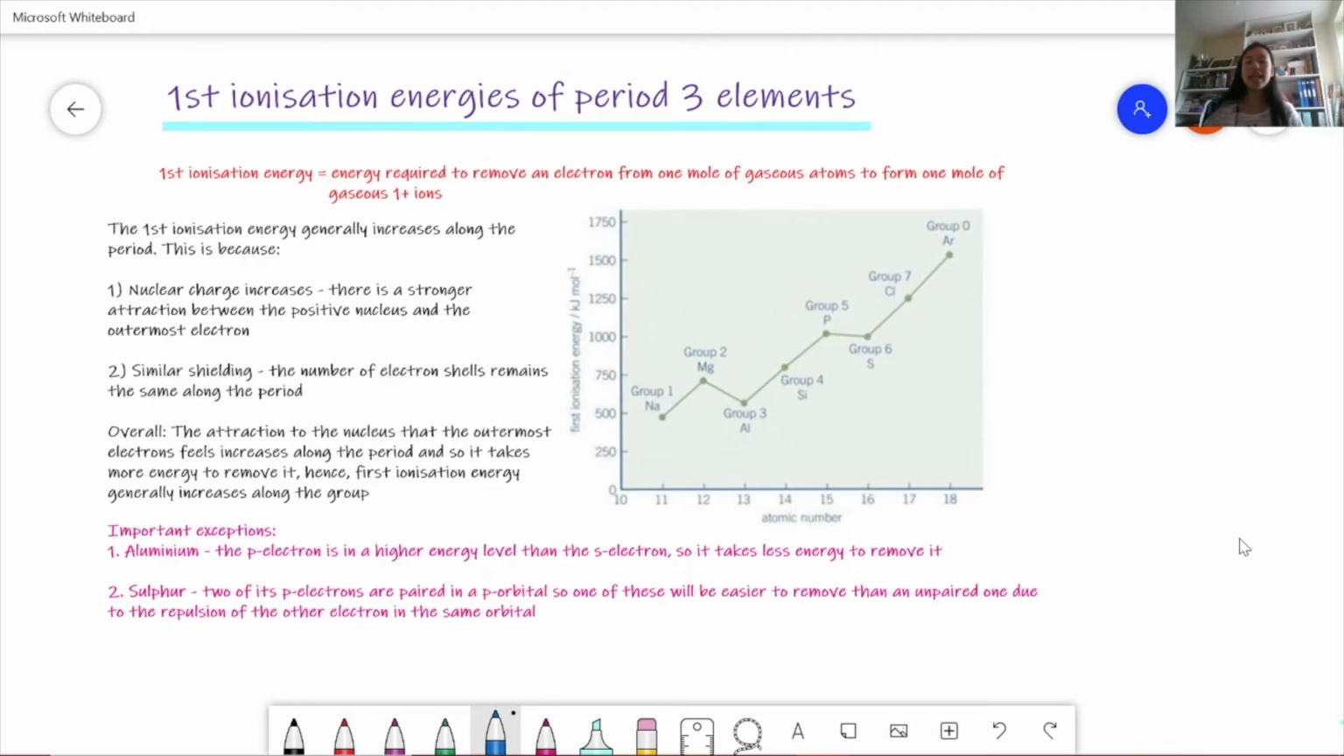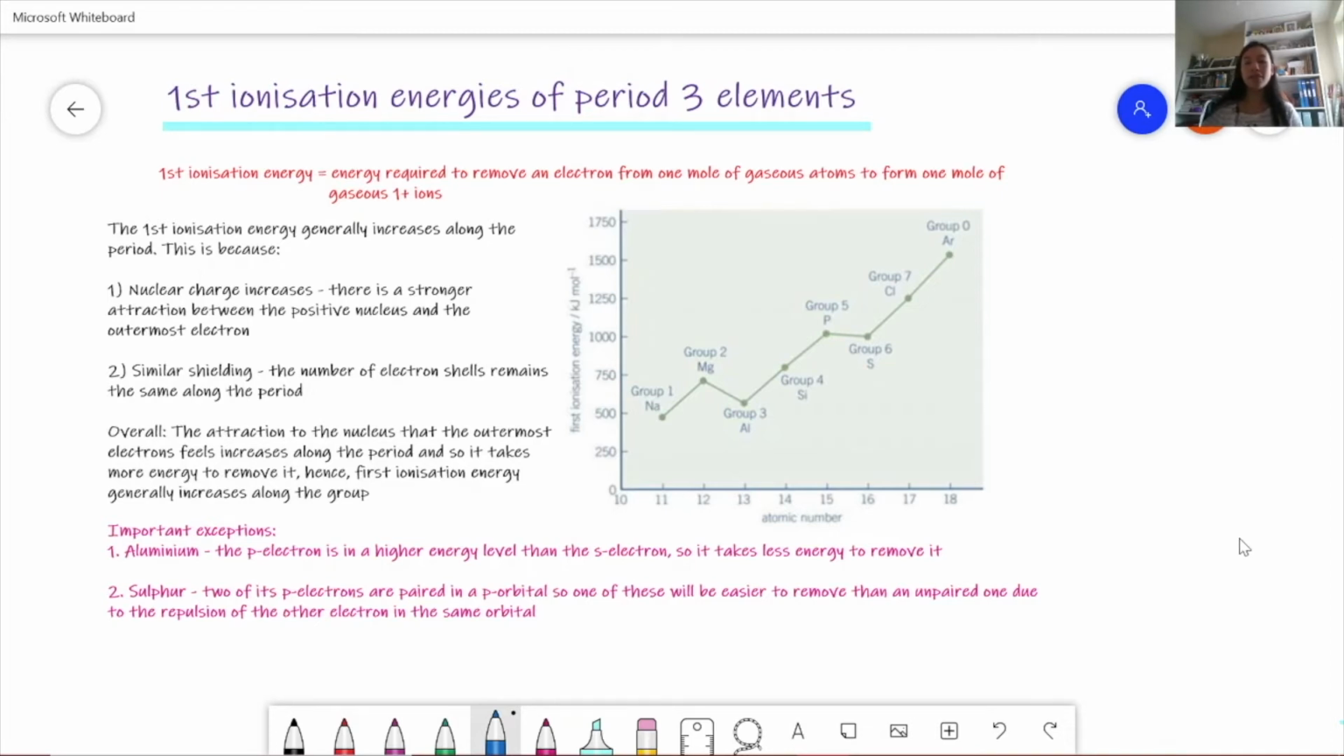And the second is that the number of shells in each period 3 element is the same. It's just 3 shells. And so they all have similar shielding. And so overall, the attraction to the nucleus that the outermost electrons feel increases along the period. And it takes more energy to remove it as you go along the period. And hence why the first ionization energy generally increases along the period. However, there are 2 important exceptions.